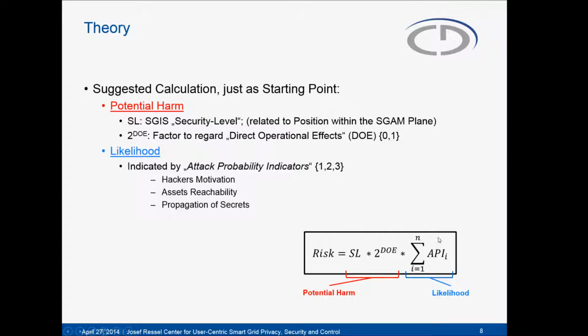The second factor here, which is representing the likelihood of an attack, is a little bit harder to get. So we tried to get it by introducing some attack probability indicators, which should help us indicate the likelihood of an attack. We determined 3 indicators. The first one is the motivation of a hacker, the second one is the reachability of an asset, and the third one is the propagation of secrets. Please let me turn your attention at this point to the document Introduction to the SGAM Toolbox, where all these considerations are explained a bit more in detail.